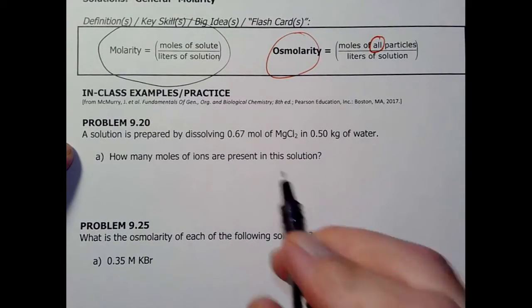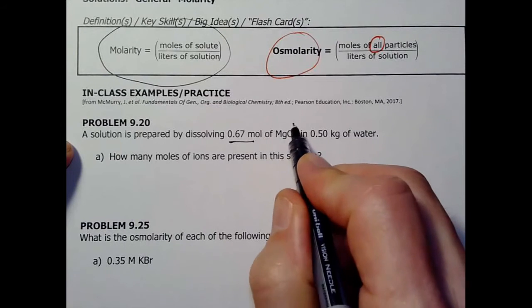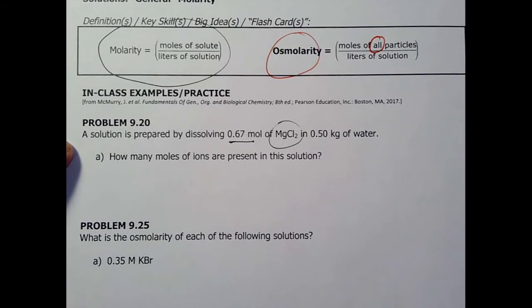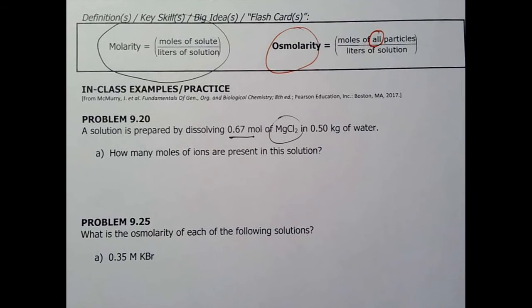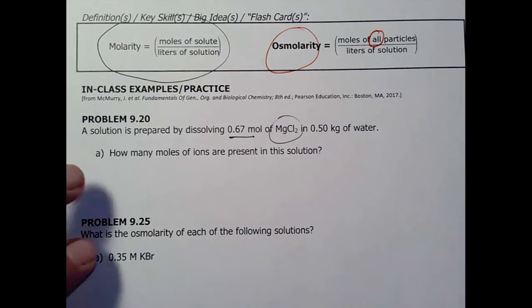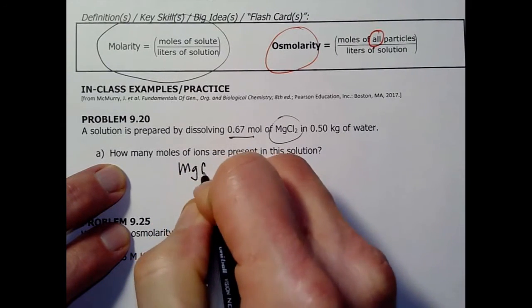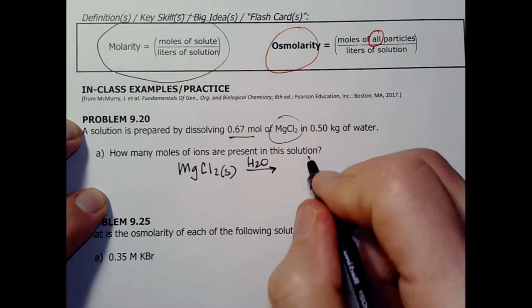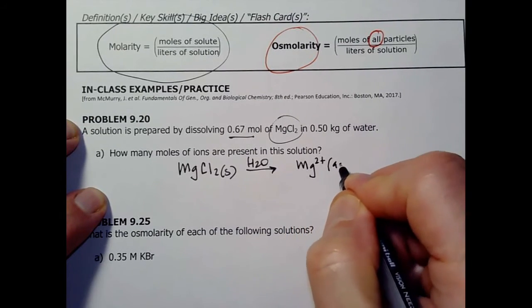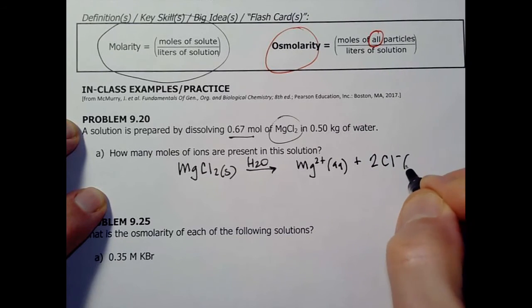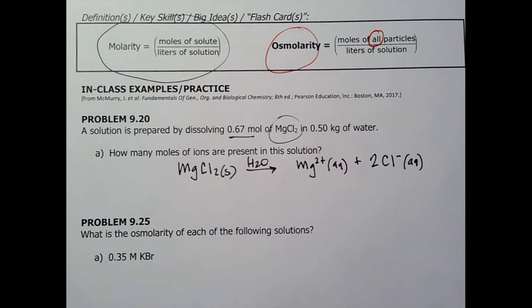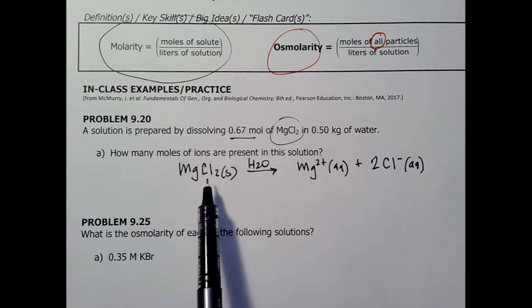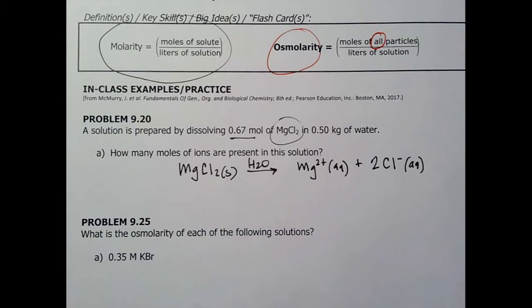So here I've got 0.67 moles of magnesium chloride. Now I recognize that as soluble, and it's a strong electrolyte. It's a soluble ionic compound. So I have to remember, when I put magnesium chloride solid in the presence of water, I get magnesium ions plus 2 chloride ions. Remember, this is where chapter 3 is coming back to haunt us. If I don't recognize it, oh yeah, chloride doesn't stay together as 2. Chloride breaks up. Those are 2 individual things.